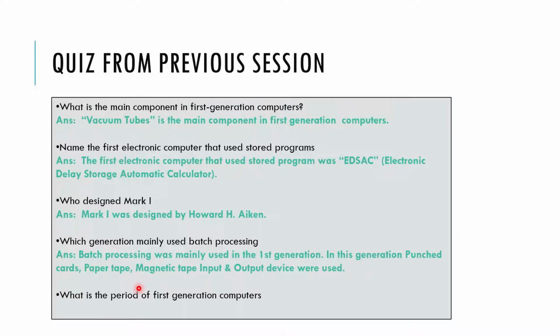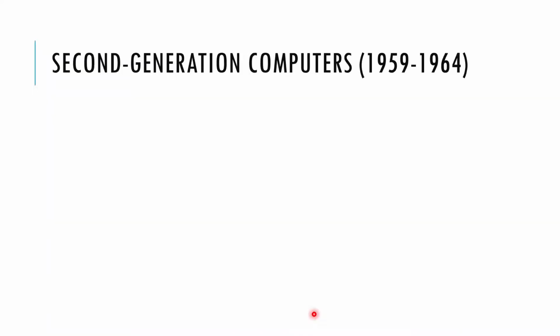The last one, what is the period of first generation computers? And the answer is, the period of first generation computers is 1940 to 1958. So now let's go to today's session.